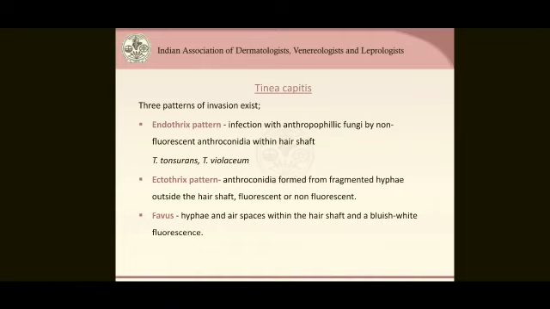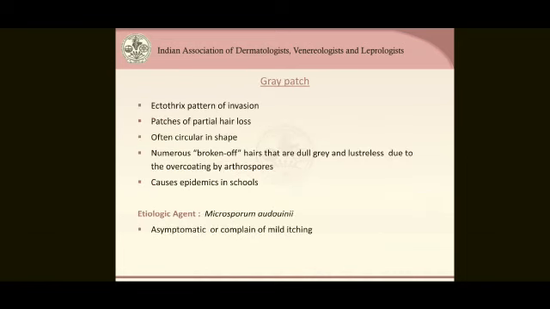Favus is hyphae and air spaces within the hair shaft and a bluish white fluorescence on Wood's lamp. Grey patch type is a non-inflammatory type of Tinea capitis. It is an ectothrix pattern of invasion. Patches of partial hair loss, often circular in shape. They'll have multiple broken hairs that are dull, grey, lusterless due to the overcoating of arthrospores. It causes epidemics in schools. The etiological agent will be Microsporum audouinii.